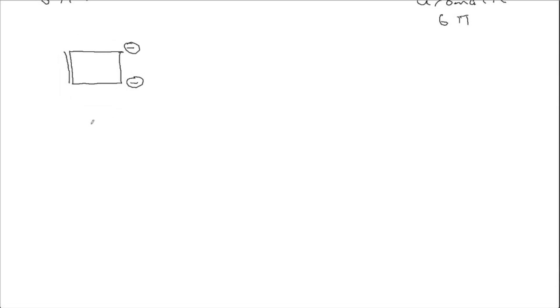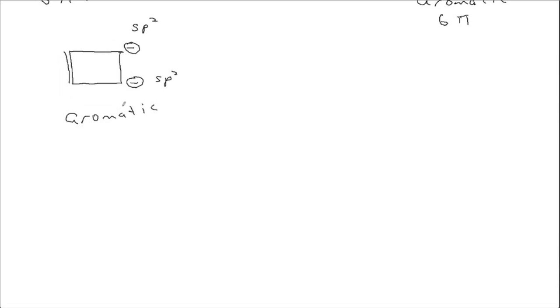Let's try this example. This is aromatic. What's the hybridization of this atom? sp2, because of the exception. And this one? sp2, because of the exception. So it is sp2 hybridized at every atom in the ring.